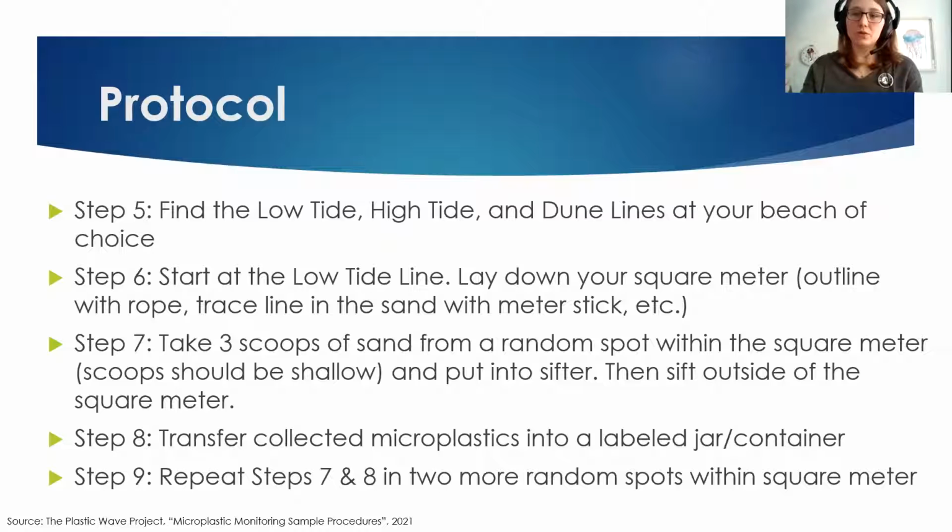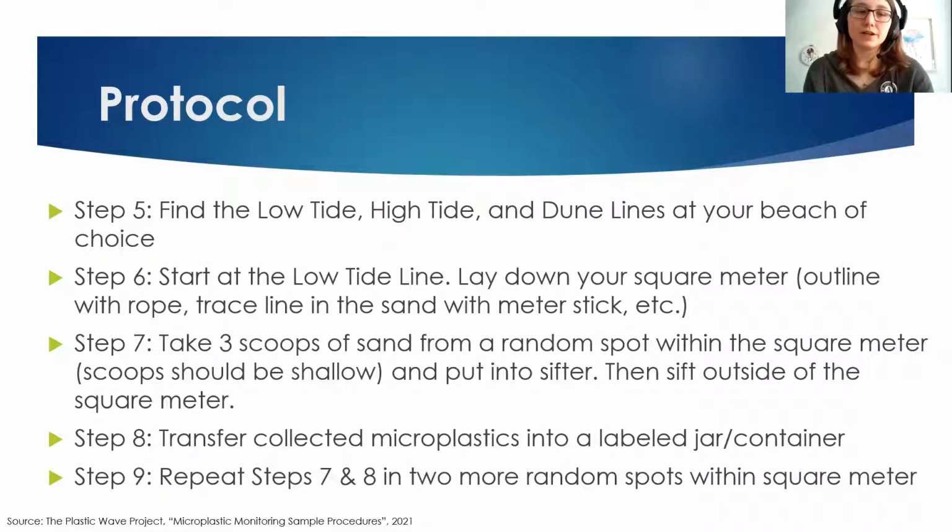So basically you would go low tide line, go across, high tide line, go across, and then dune line and go across. And their sampling and subsampling procedure is a little bit different here. You're going to set up your square meter on the beach at your low tide line, and you're going to take your spoon or your little shovel, and take 3 scoops and put it into your sifter, and sift it. You're just going to shake it, and you're going to do that outside of the 1 square meter box, so that anything you are sifting doesn't end up back in your square and then you accidentally pick it up again.